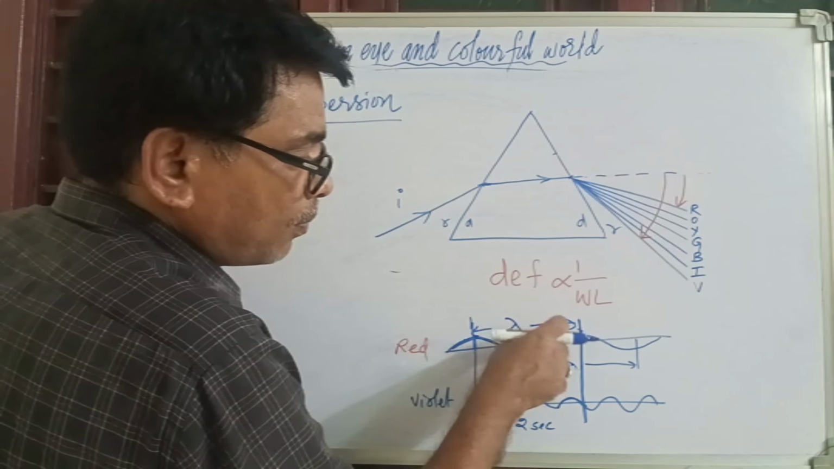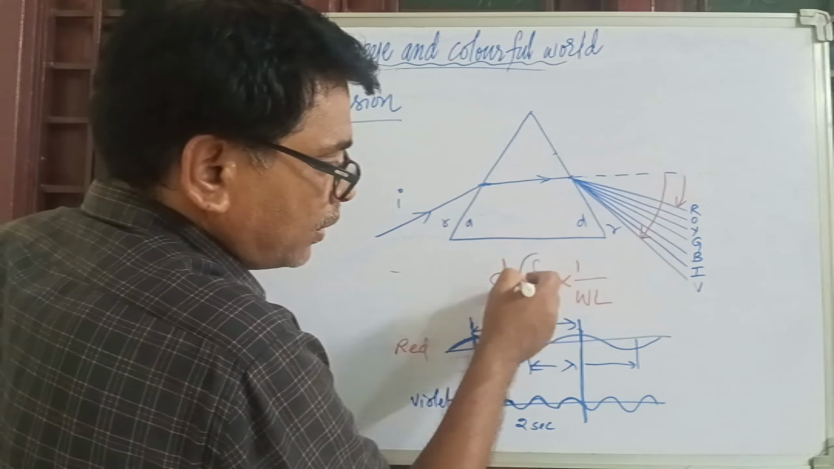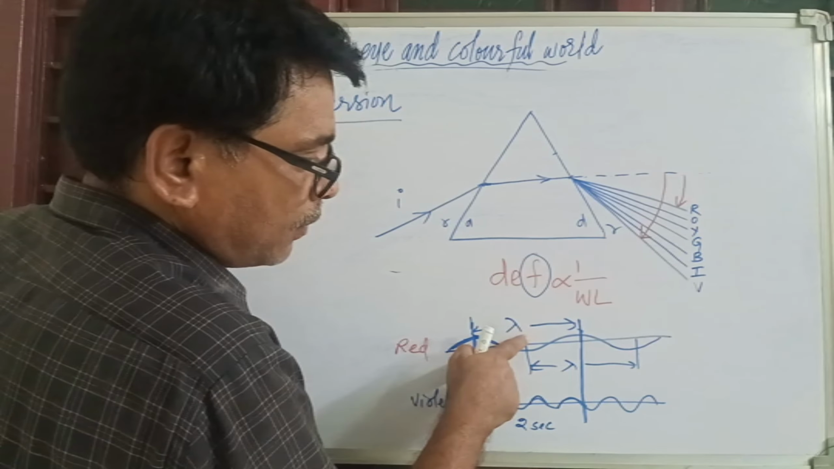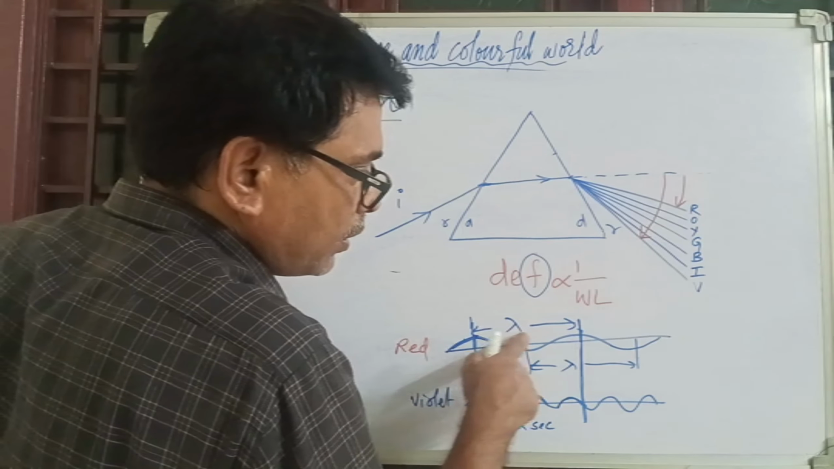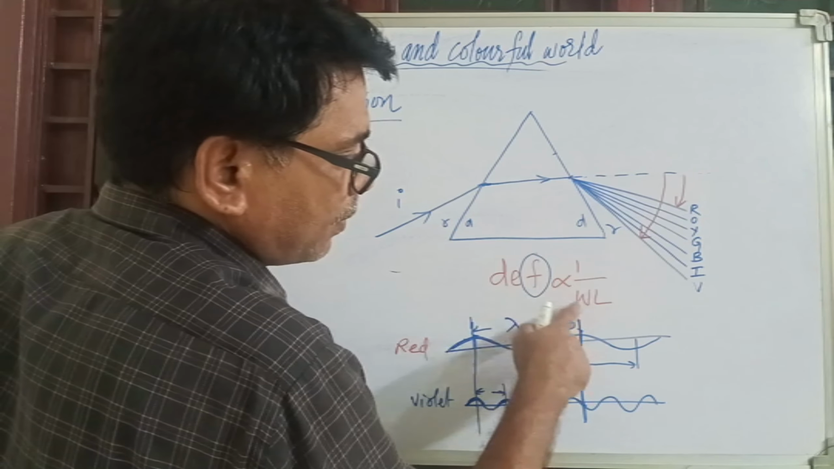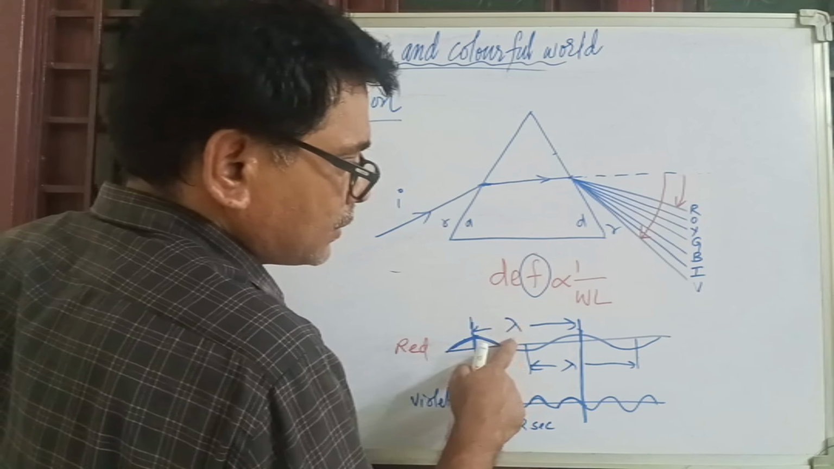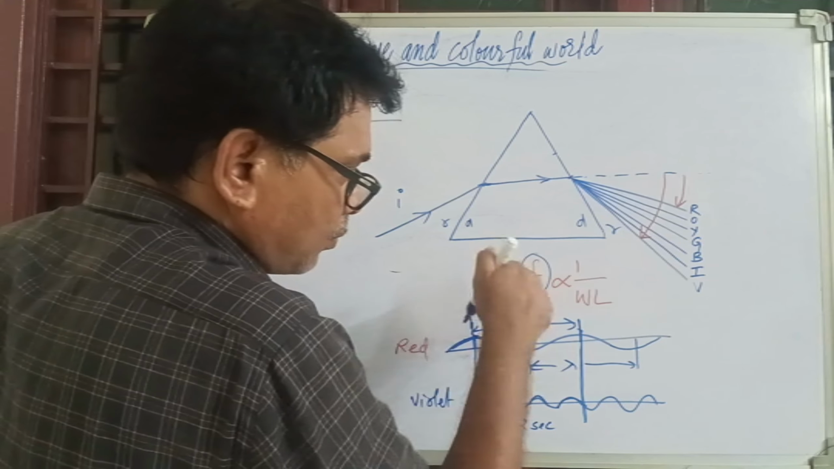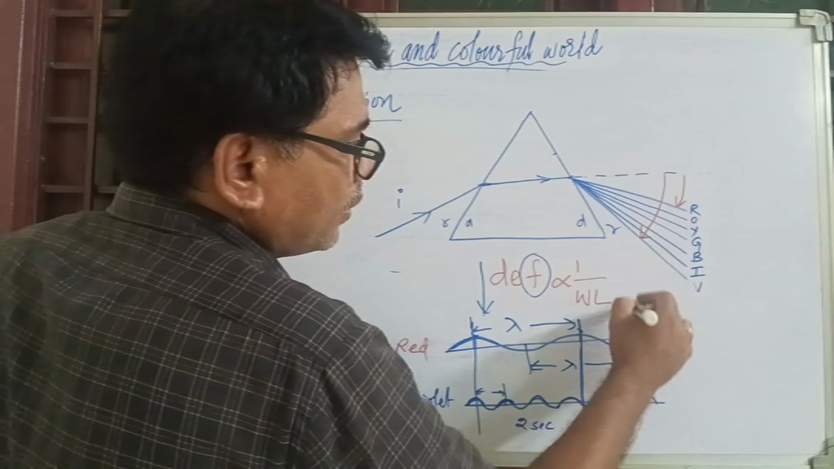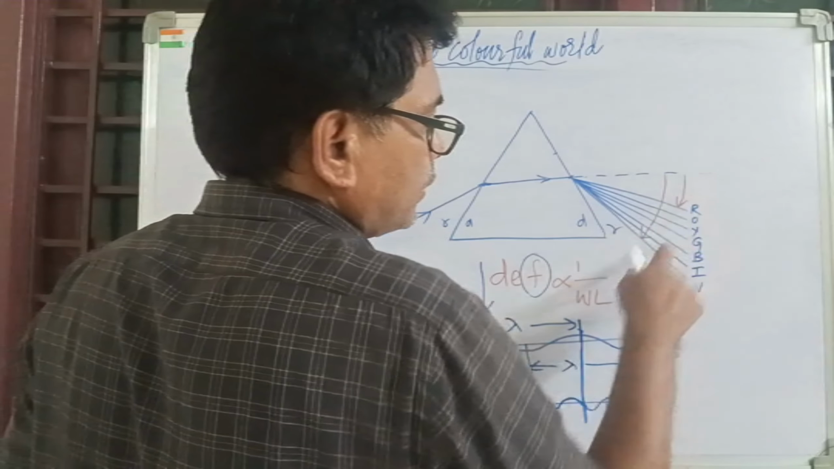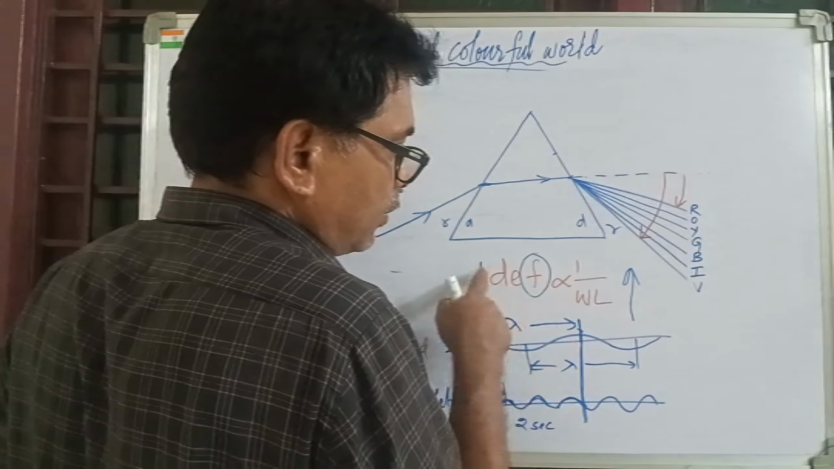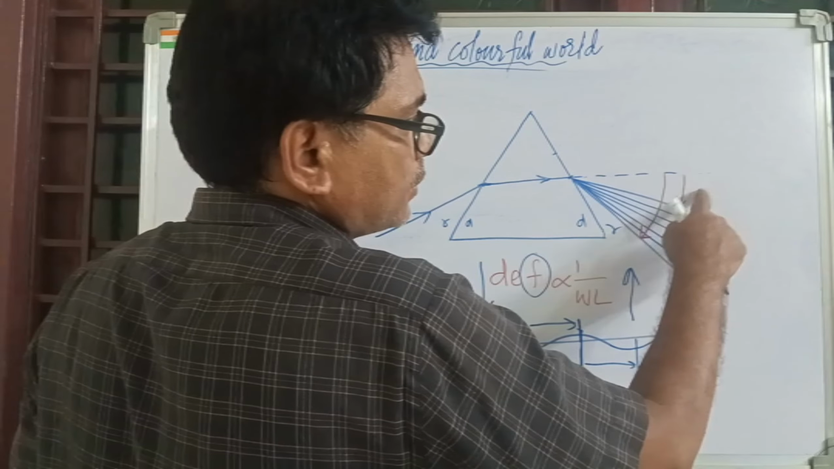Wavelength is more, number of peaks less. Number of peaks I call frequency. Number of peaks are less, means frequency is less, wavelength is more. Exactly, see, inversely proportional. Frequency here is less, then wavelength is more, and it is true. Now wavelength of red is more, its deviation is less. Exactly, deviation is less.